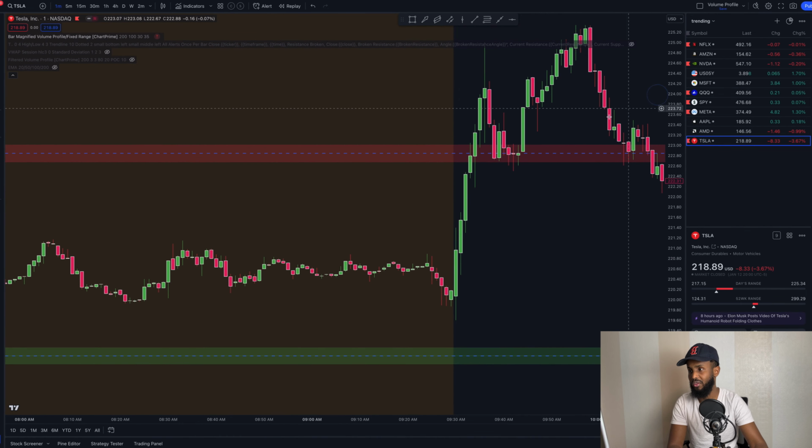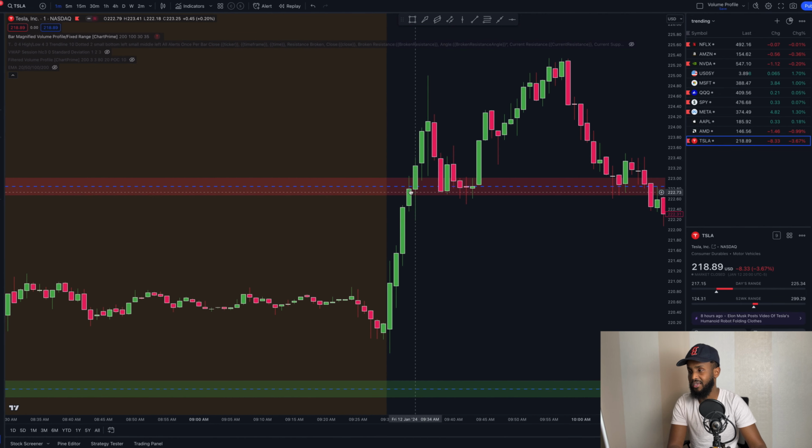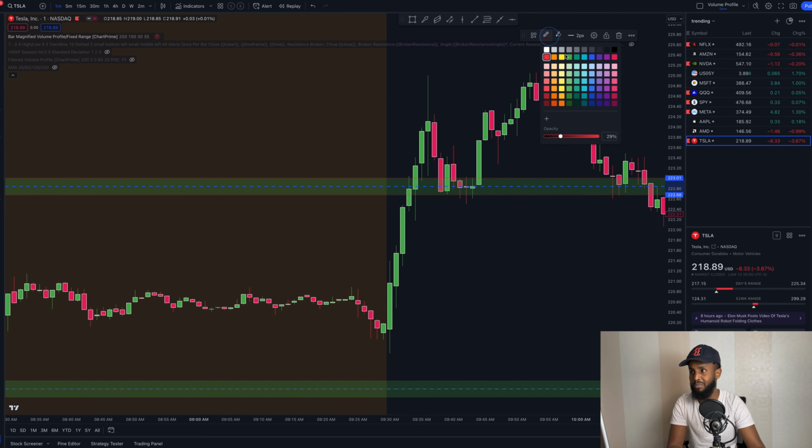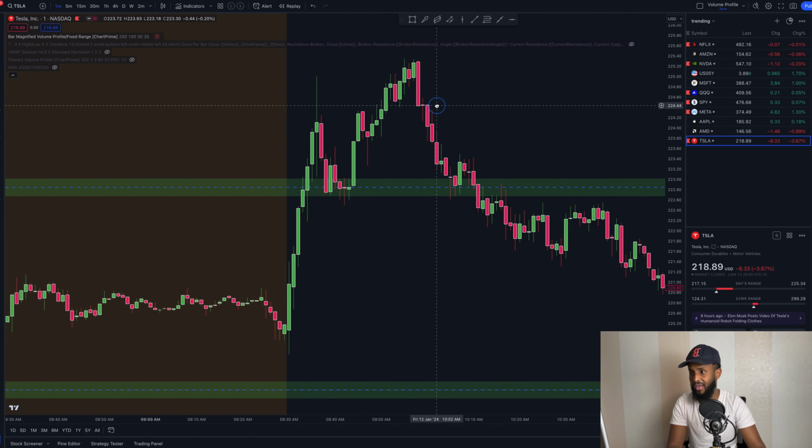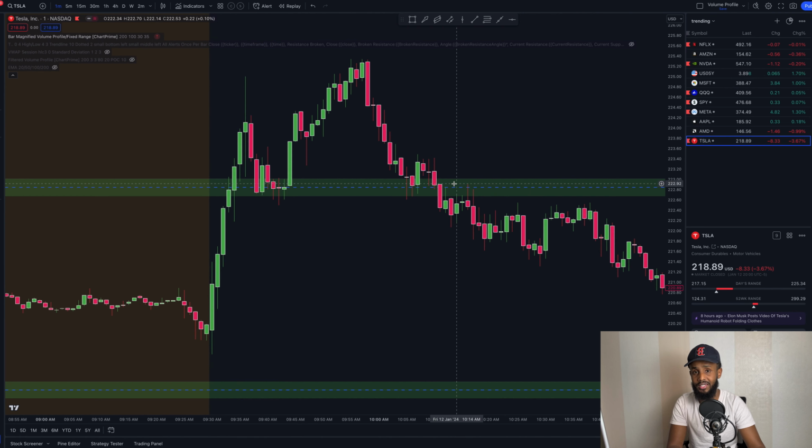this 223 level. Tesla came and approached this 223 level, and it broke through it with strength, and we can see this came to about 225, and then it retraced. On the retrace, this is where I am looking for a buy zone. I can expect some buyers to step up around this zone, which they did, and this would have been a nice scalp right here.